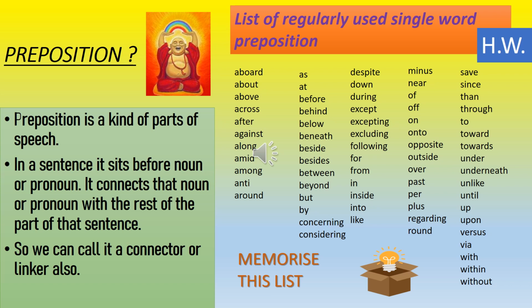In a sentence, it sits before noun or pronoun and then it connects that noun or pronoun with the rest of the part of the sentence. So it works as a connector or linker, or we can say in a nice way that a preposition is something that glues a sentence together with the parts of the sentence. They do this by expressing position and movement, possession, time, and how an action is completed.